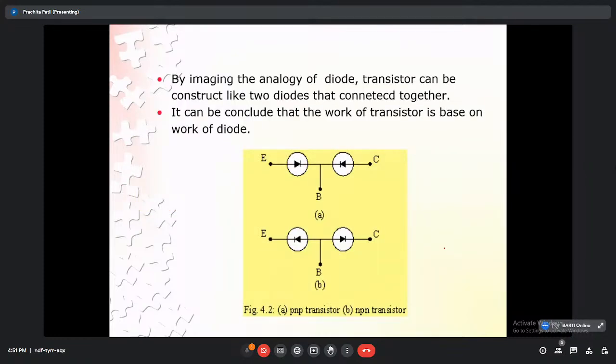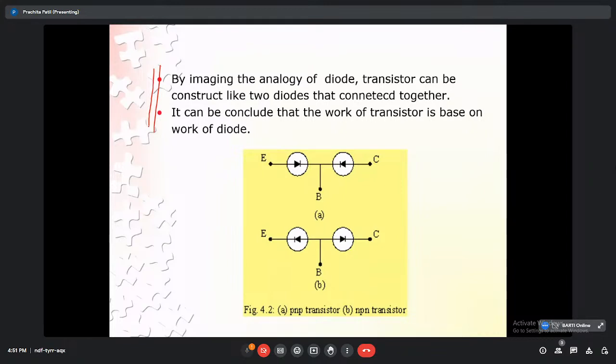Now, let us see by imagining. This is not true. Again, I am telling you, this is just an analogy. I am quoting one example of my undergraduate student. In some books it was written that by imagining the analogy of a diode, a transistor can be constructed like two diodes connected together. And it can be concluded that the working of a transistor is based on the working of a diode. So this is the analogy. But in reality, it is not possible. One of my undergraduate students came to me and asked, sir, can we verify it? I said, okay, let's go ahead.